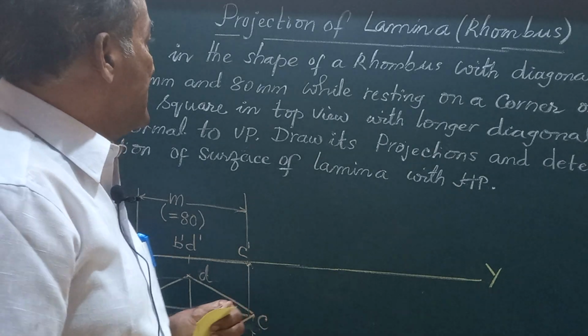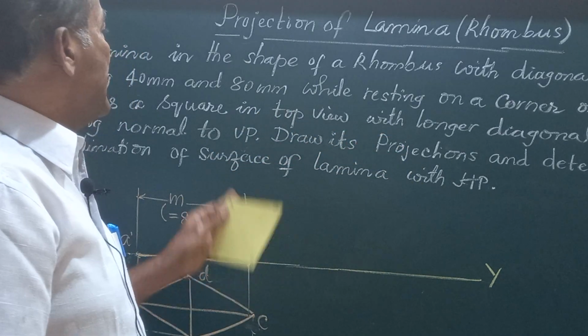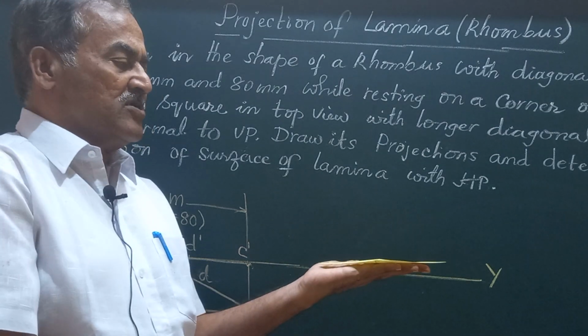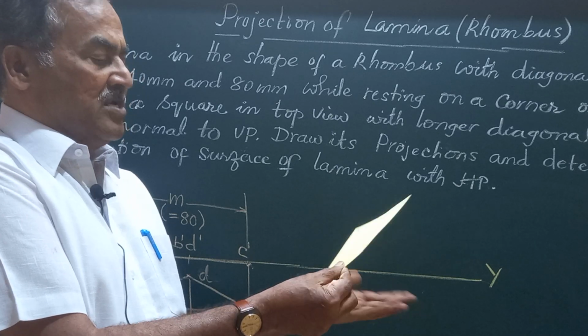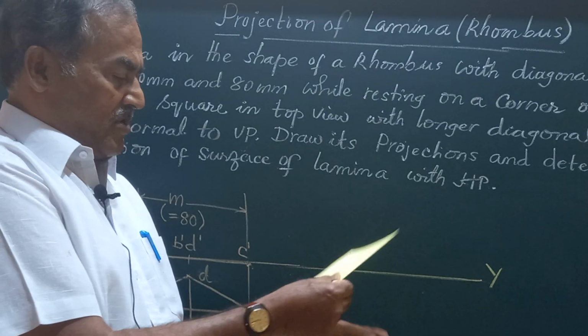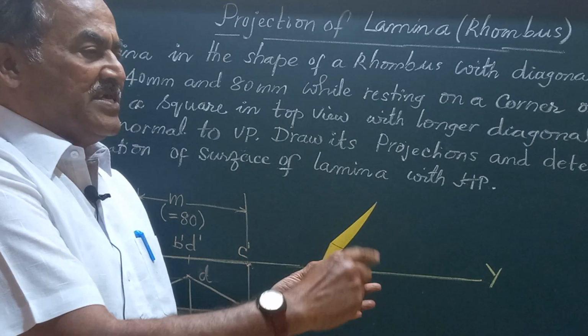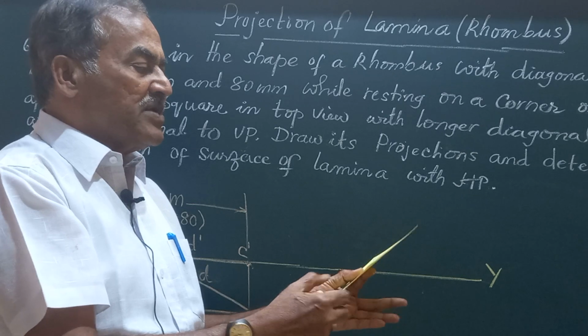Now he says, friends, while resting on a corner on HP, it appears as a square in the top view. So we had this like this. Slowly I am going to move it upwards with corner A on HP such that for a particular value of theta, only one value of theta, it becomes a square. How does it become a square?